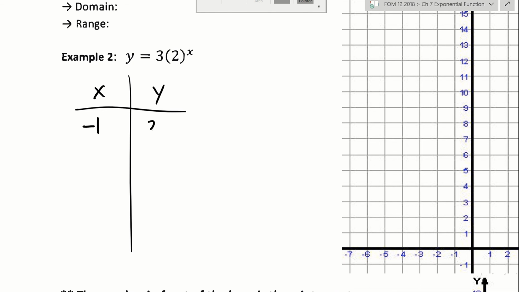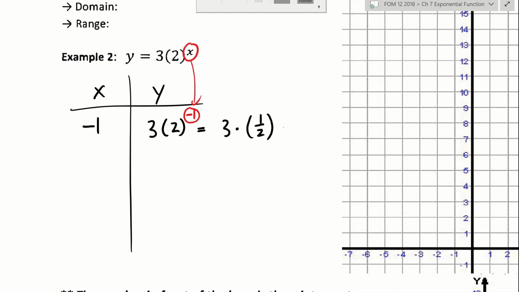So we get 3 times 2 to the power of -1. Remember, the power is that variable here. So when x equals -1, we replace the x with -1, and this is 3 times, remember that's the reciprocal, which is 1 over 2, so that's 1.5. So we have our first point: -1, 1.5.